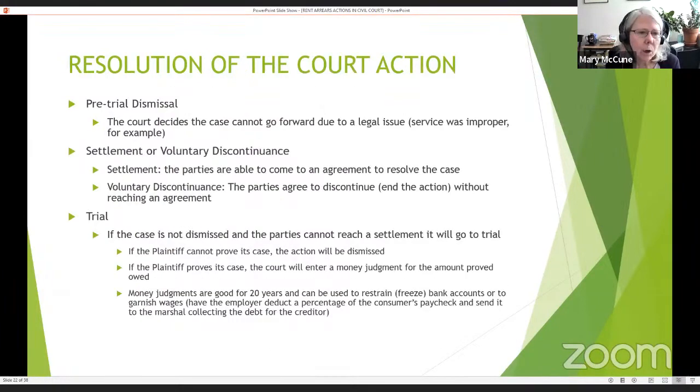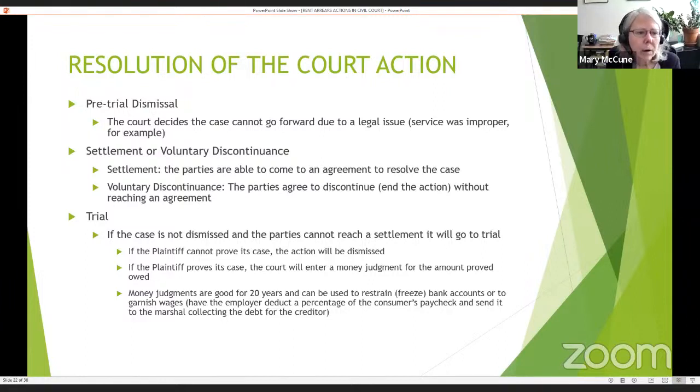All right, so what are the possible outcomes or resolutions for a court case? One thing is that the case can be dismissed. The court can decide that the case cannot go forward due to a legal issue. That's usually after a motion, like for example, you said service was improper and the court agreed with you. They don't have authority to hear the case, so they dismiss it and say, everybody go home.